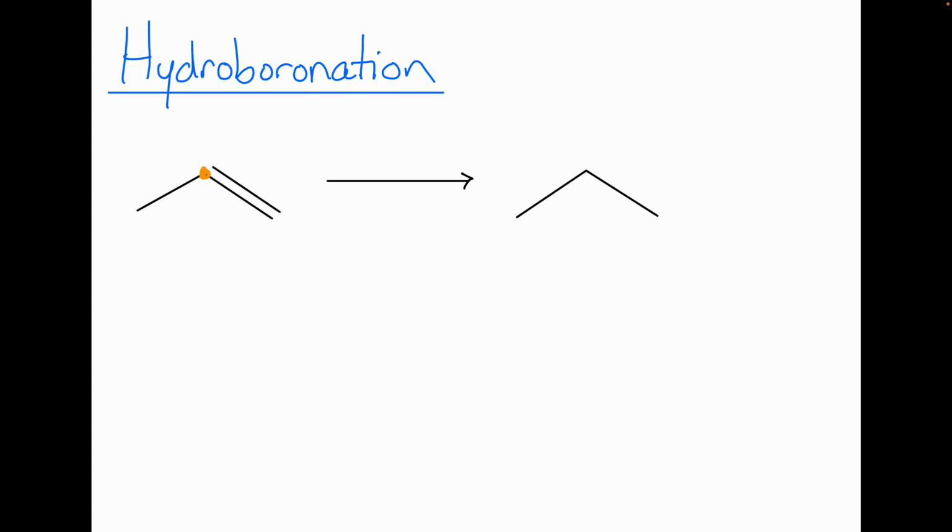But now which one of these carbons is it going to go on? The secondary or the primary? No, if it's anti-Markovnikov, it's going to go on the primary carbon. Okay, so how do we do it? We use what's called borane, BH3, in this THF solvent, tetrahydrofuran. And then in a second step, we add peroxide and sodium hydroxide.